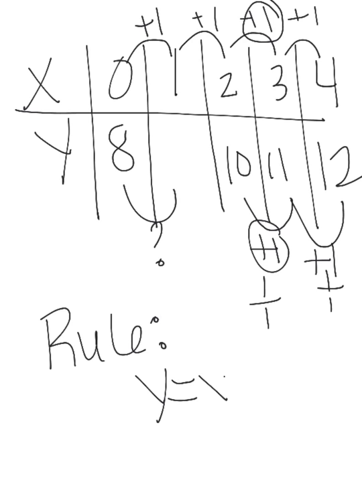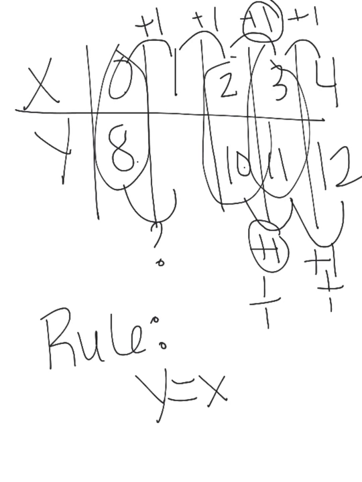So I just have y equals x. However, how do I get from 0 to 8 and 2 to 10 and 3 to 11? Do you see a pattern there? Well, 0 to 8 is I add 8.